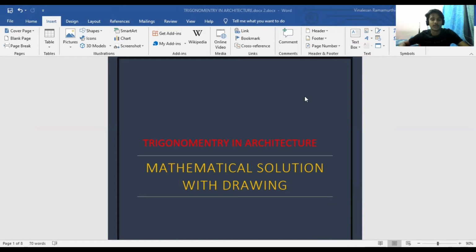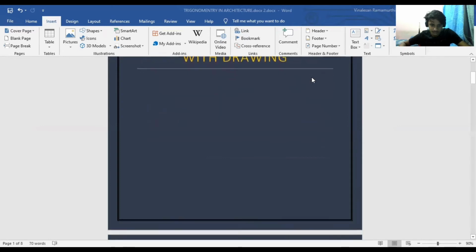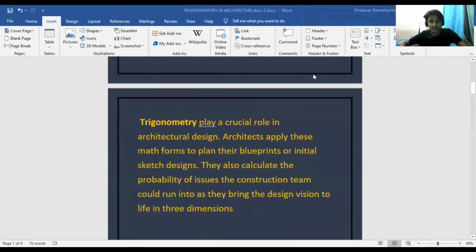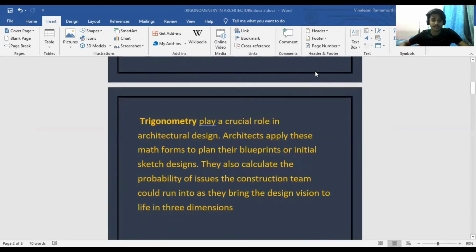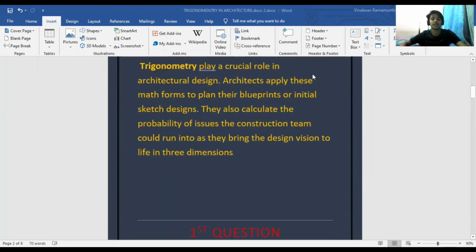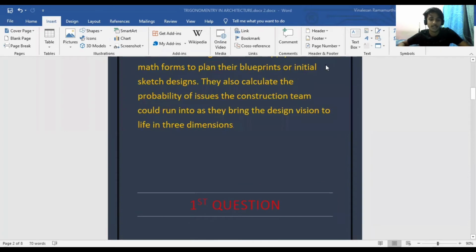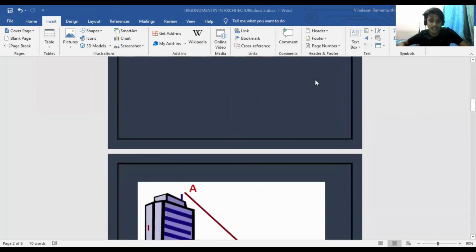Today I'm going to talk about trigonometry in architecture and mathematical solutions with drawings. Trigonometry plays a crucial role in architectural designs. Architects apply this math to plan their blueprints or initial sketches of designs. They also calculate the problems which a construction team could run into as they bring the design vision into life in 3 dimensions. Here are some questions that I prepared for you.